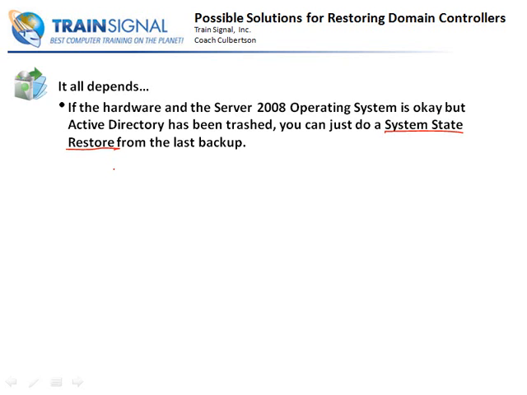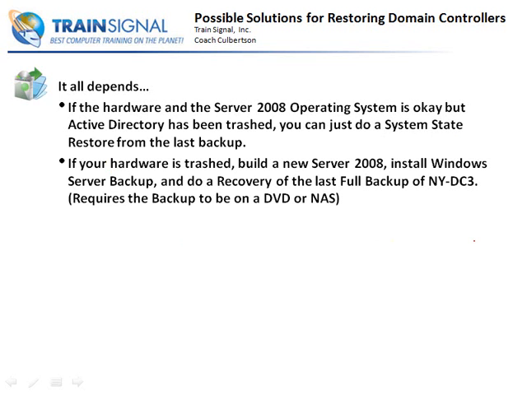Okay? In the last video when I was talking to you about how to restore an OU, what did we do first? We used WBadmin and we did a system state restore. Okay? So if you're just restoring system state, you can actually stop at that one step. You don't have to go through and restore your organizational units. All right? So I've already taught you how to do a system state restore, but you're only going to do that if your hardware and your Server 2008 operating system is okay.